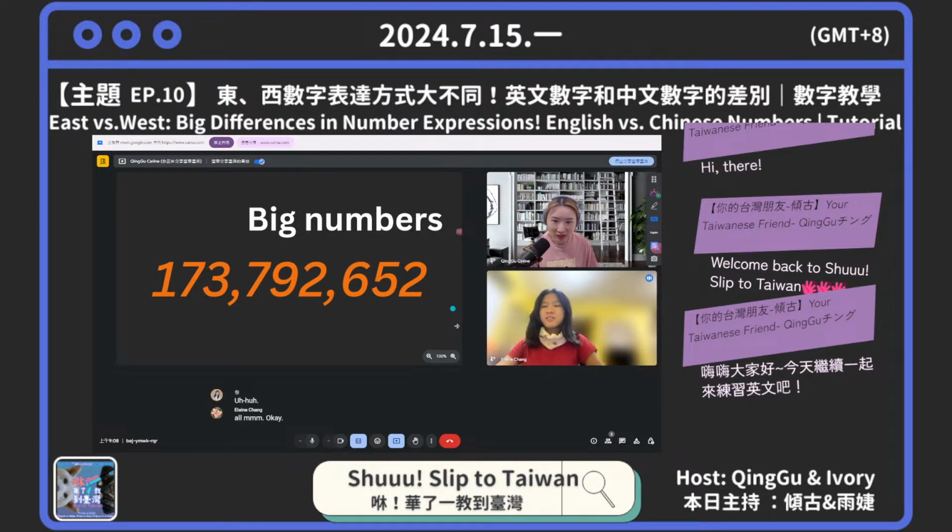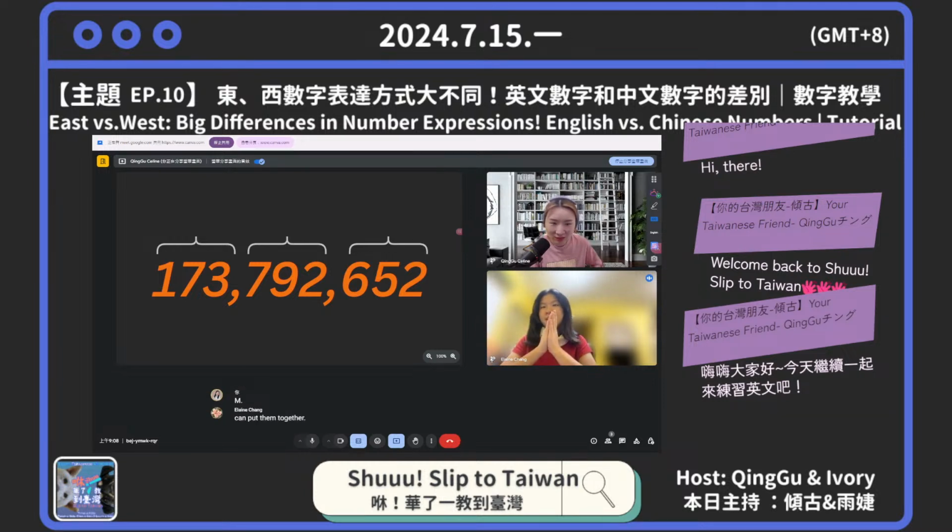Okay, let's go to the next spot. In English, what we can do is put them together into smaller groups. You chunk them, separate them into small groups. For example, here, every time you see a comma, you separate it. So, Chingu, would you like to tell us the first one, that group?